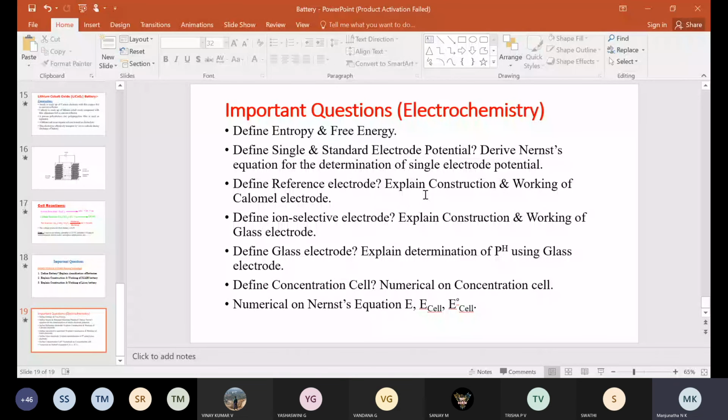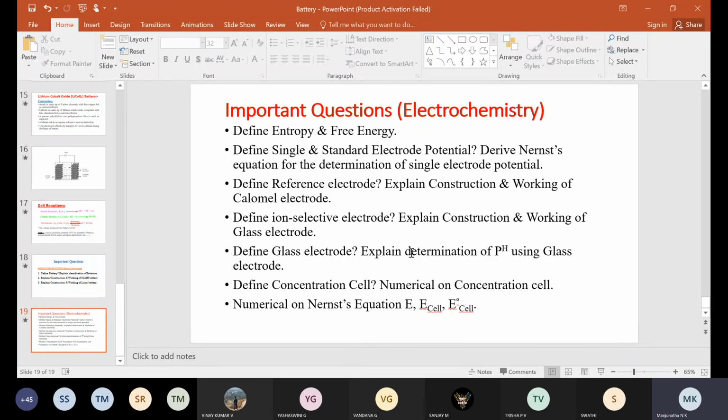Next one is define ion selective electrode. Explain construction and working of glass electrode. So here first you need to write down the definition of ion selective electrode. Then you need to write down the diagram for glass electrode. Then construction. Then you need to derive that Eg value, that is EMF of glass electrode. Final: Eg is equal to Eg naught minus 0.0591 pH. Until that you need to write down.